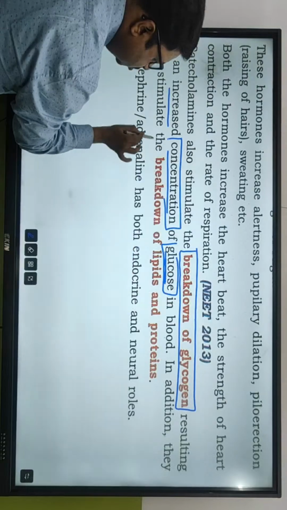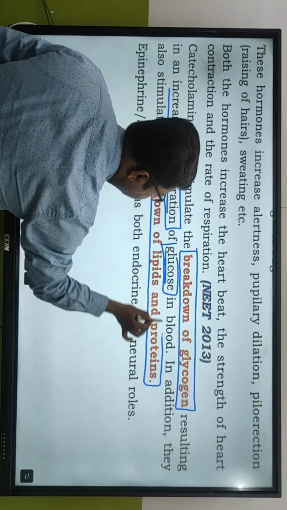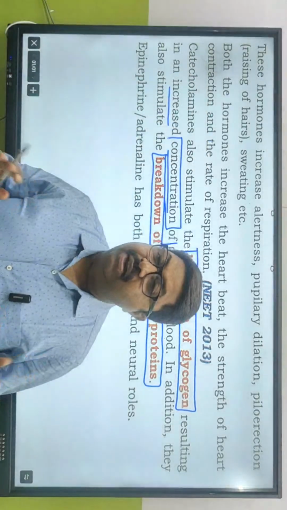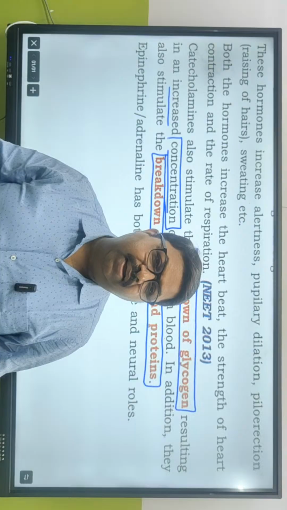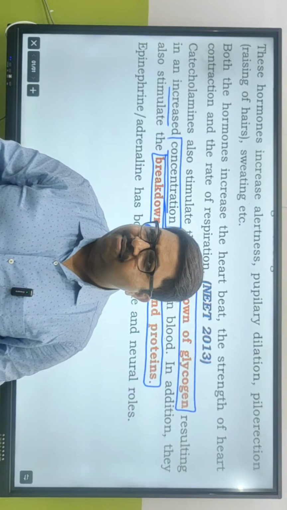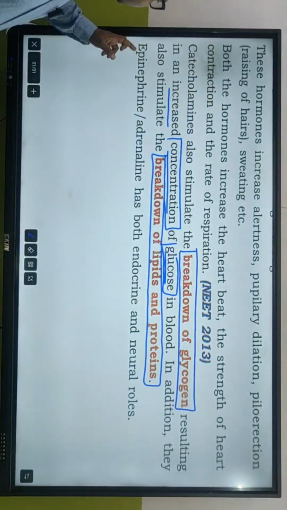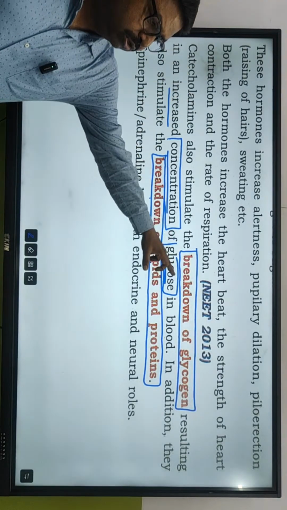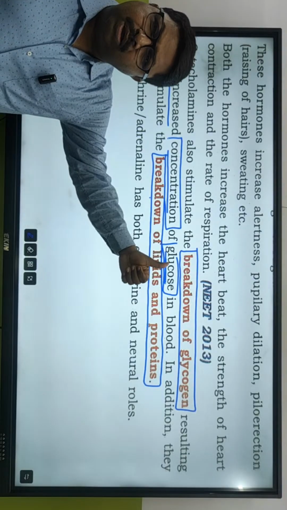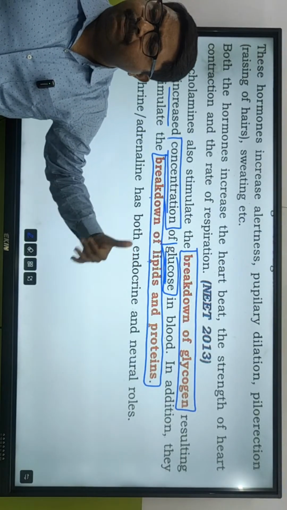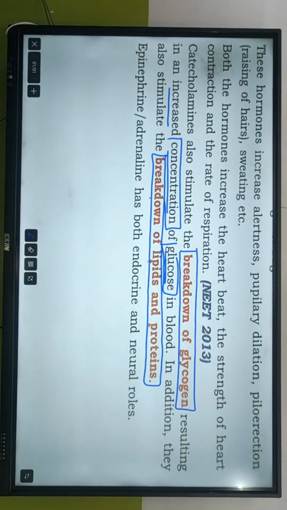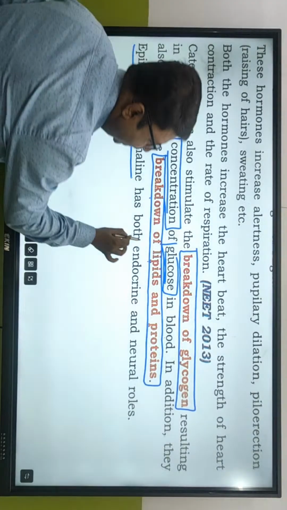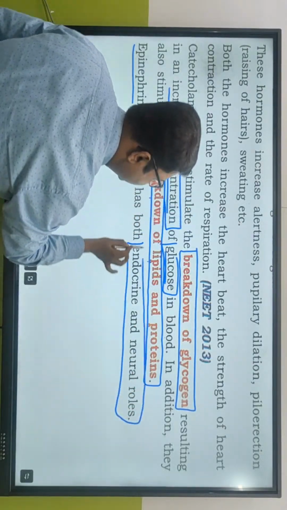In addition, they also stimulate the breakdown of lipids and proteins. So it's very important that you get a huge amount of energy. That's why it is also a source of energy. Fine? S for source of energy. So catecholamines help in the breakdown of glycogen, lipids and also protein. They are the agents which help in the metabolism of protein, lipid and fats. Epinephrine, that is adrenaline, has both endocrine and neural roles.